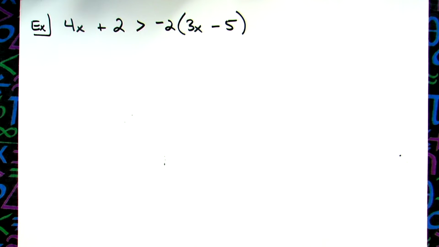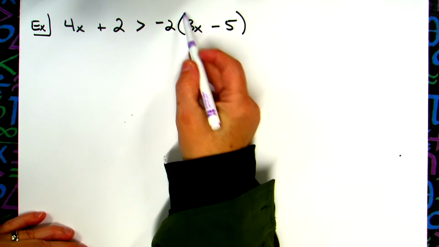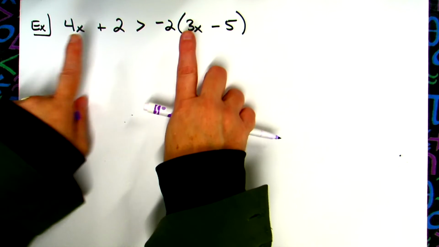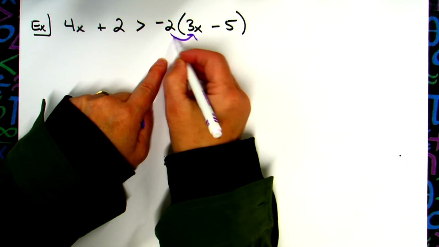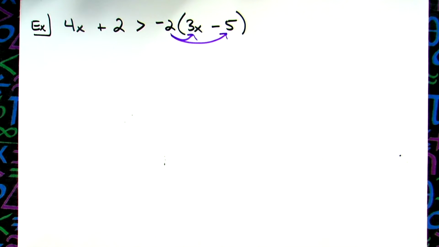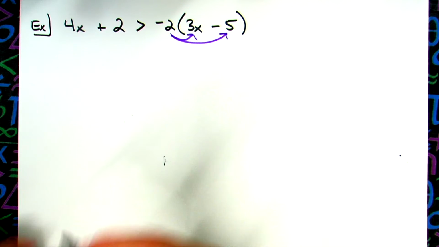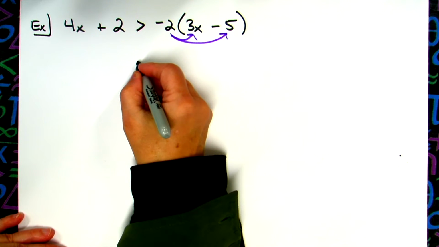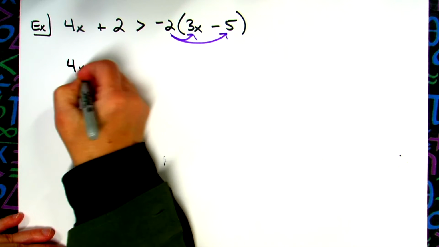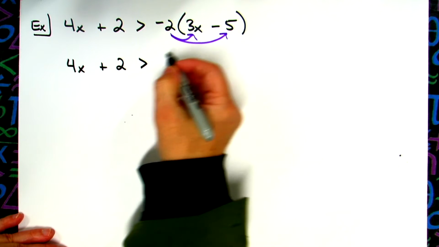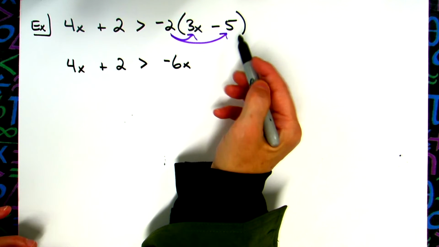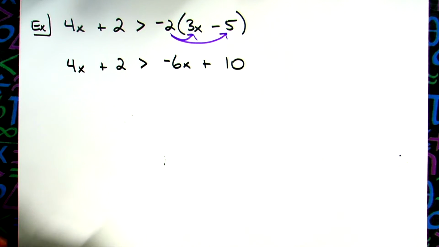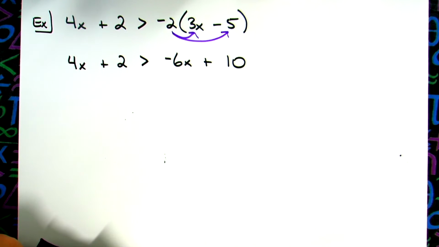So what do I have to do first? Distributive property. If you see a set of parentheses, you're going to distribute first, right? Here's your set of parentheses. I do have x on both sides, but I'm not going to be worried about that to begin with. I want to do this distributive property first. So -2 times 3, -6x. I'm going to write everything else down here: 4x plus 2 greater than, we said -6 with an x. How about a -2 times a -5? Positive 10.